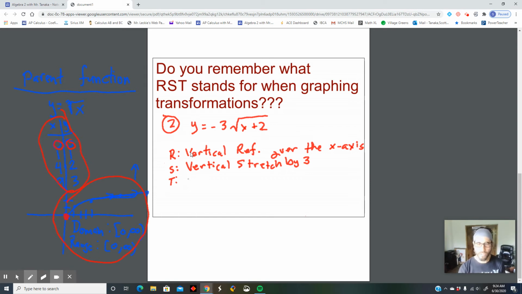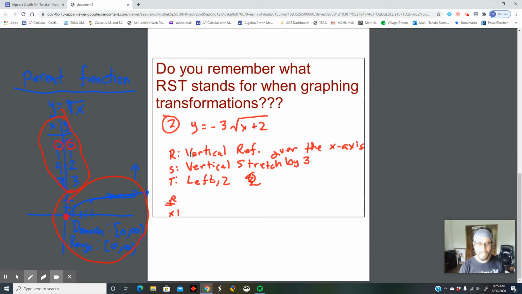And then translation, that's a 2, but it's x plus 2. And when it's horizontally affecting it left and right, we do the opposite. So that would mean left 2. And then, oh snap, there's nothing here on the outside. Some students like to add a plus 0. So that would mean 0 up or down, right? So we don't even have to write anything there. And then what do we do? We do our little table of values.